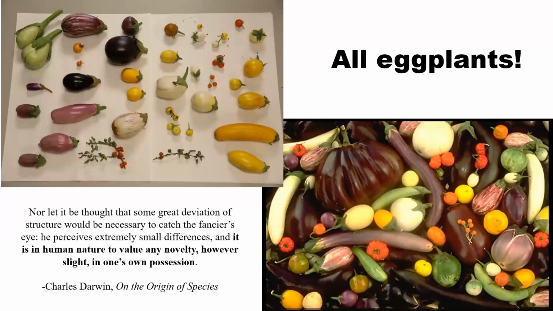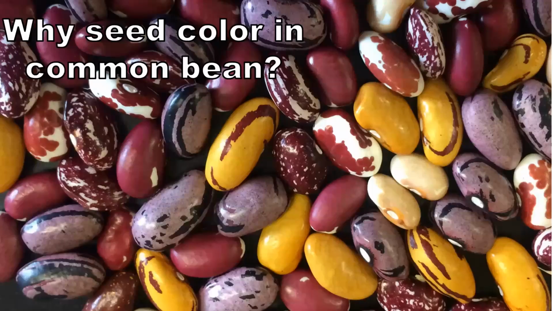So this is just a little bit of background, and I'm going to come back to this a little bit at the end. We see this huge amount of variation in common bean, and also in Phaseolus generally. What I'm showing here is just a small proportion of the total variation in seed color and size and shape and all kinds of things.